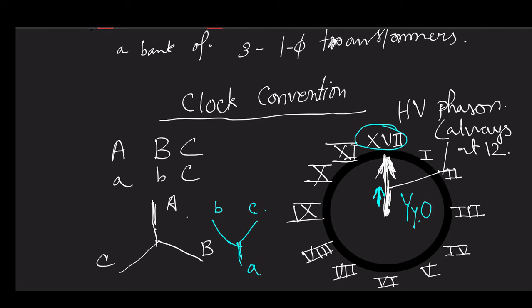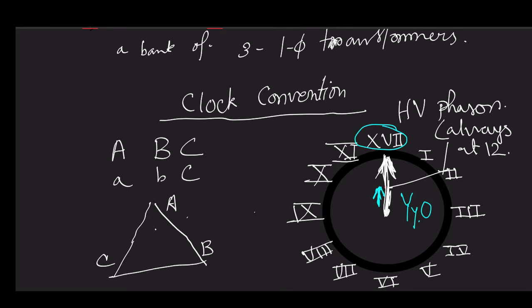The same thing you could have for delta also. If this is your ABC, it is your delta, and you have another ABC here, then you should write it like DD0, right? Now in case of delta we can also have zigzag. Zigzag is somewhat complicated, so I will show you later.